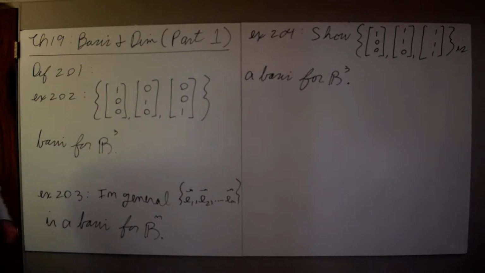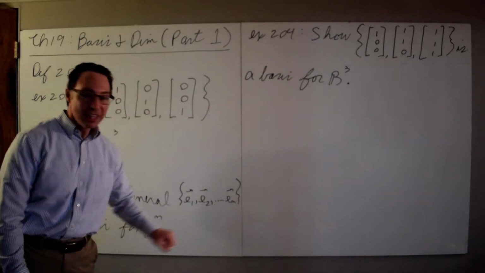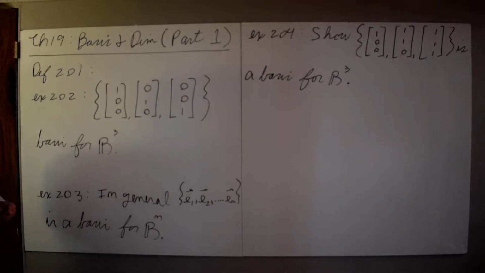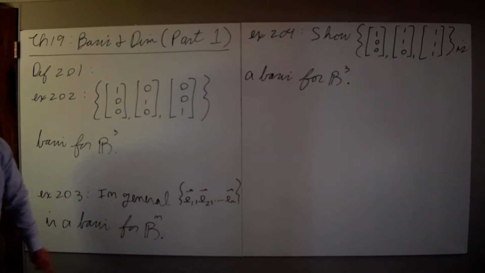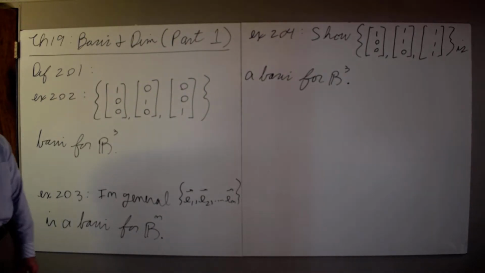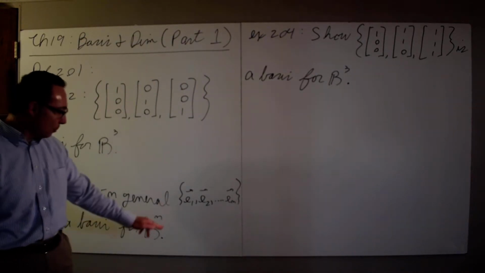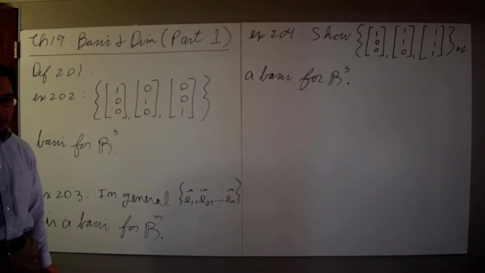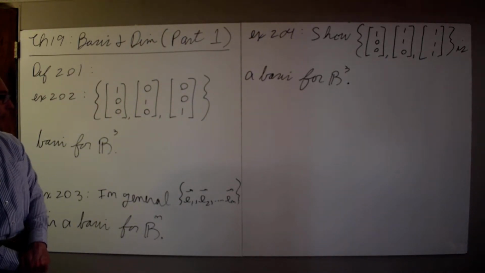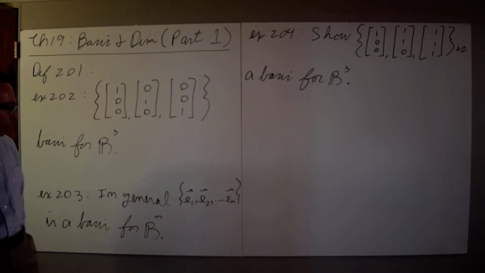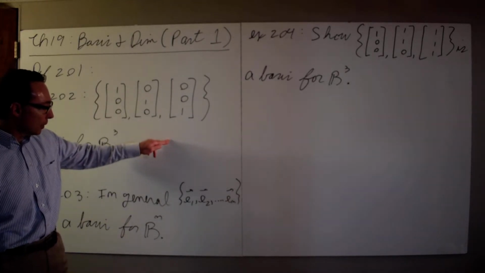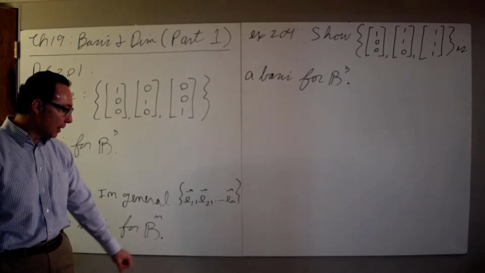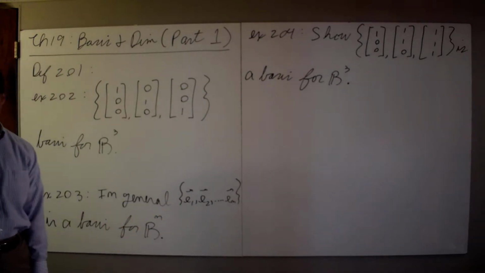In general, e1, e2 through en is a basis for Rn. Similar reasoning: if you made the matrix whose columns were these vectors, you would have the n by n identity matrix, and you can fairly easily see how you would make the vector x1, x2 through xn out of these n vectors.